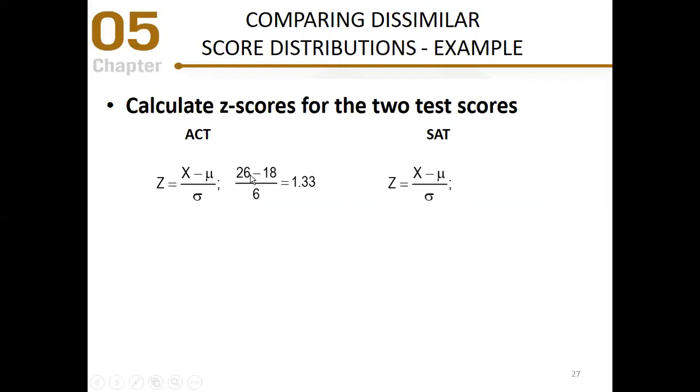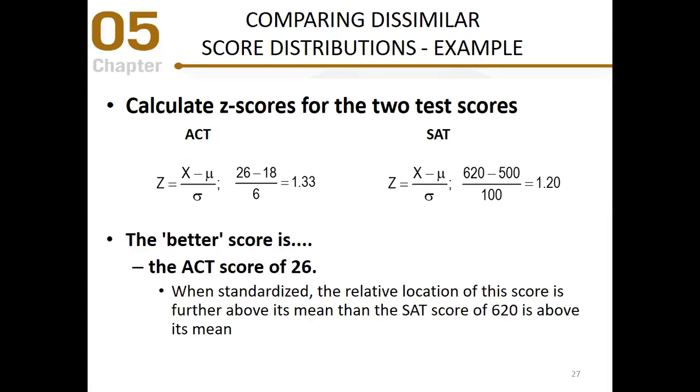26 on the ACT minus 18, which is the average, divided by 6, which is the standard deviation, we get a z-score of 1.33. That's over 1.25 standard deviations above average. Not bad. What about the SAT? A 620 minus 500, which is the population average, over 100, the standard deviation, gives us a z-score of 1.20, just a little bit shy of 1.25 standard deviations above the mean. These results are pretty comparable. However, I would submit the ACT test. This z-score of 1.33 just edges out the SAT result. This was a slightly better performance.